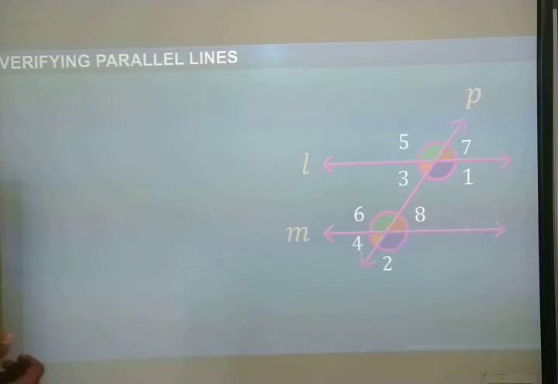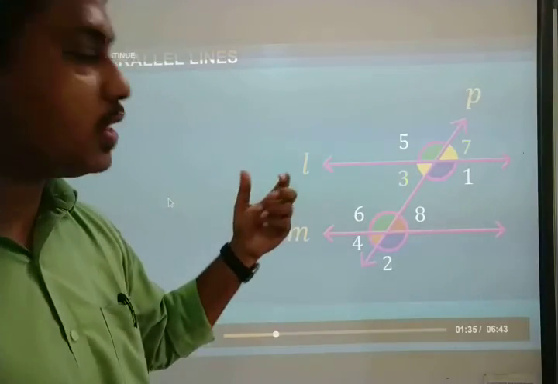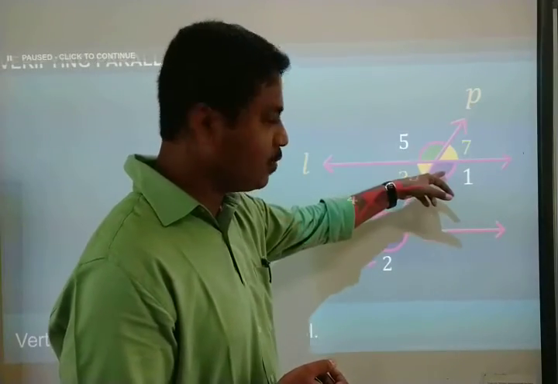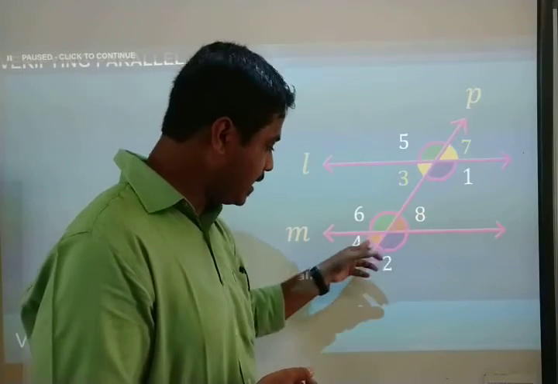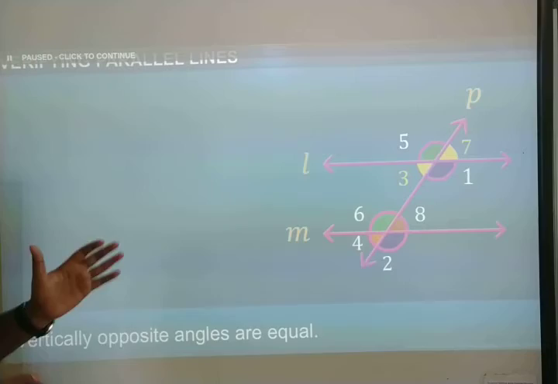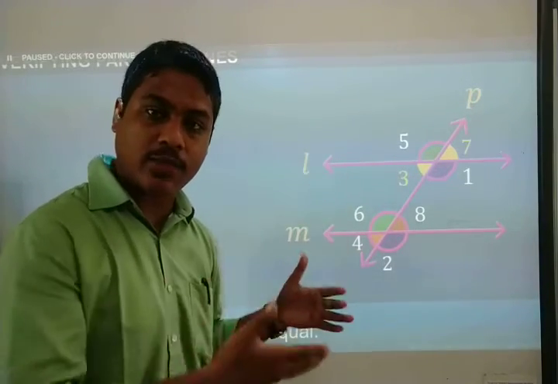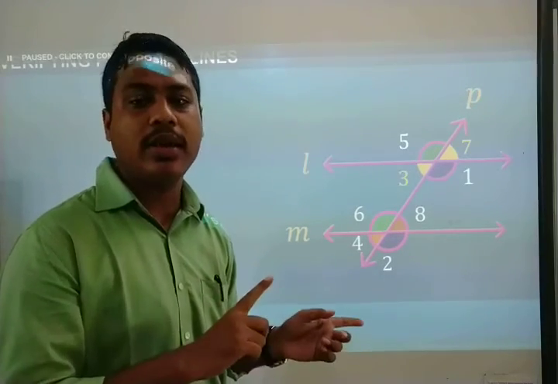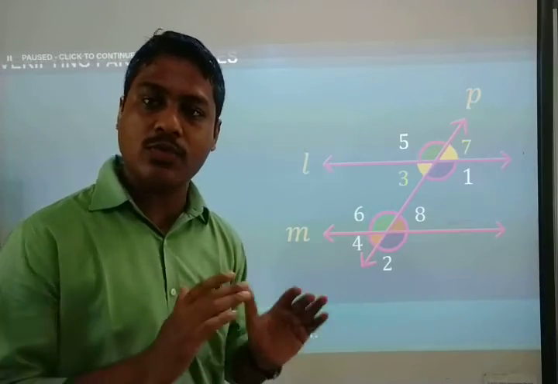Now, look at angles 3 and 7. These are vertically opposite angles. Similarly, angle 5 and angle 1, vertically opposite. Angle 6 and angle 2, vertically opposite. Angle 8 and angle 4, these are vertically opposite angles. When a transversal cuts parallel lines, the vertically opposite angles are always equal. Okay, vertically opposite angles will always be equal.